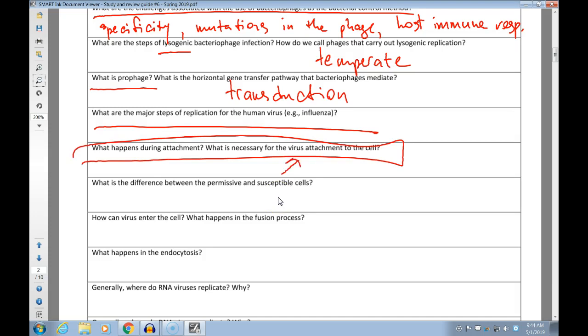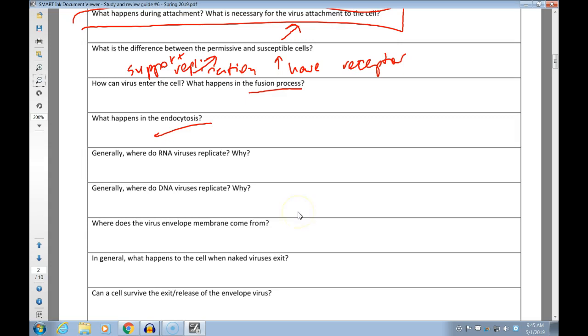Now, difference between permissive and susceptible. Susceptible cells have the receptor. Permissive cells support replication. Virus enters the cell either via fusion or via endocytosis. Fusion is the fusion of the viral envelope with the cell membrane. Endocytosis is the virus taken in by the endocytic pathway. One step that is not specifically listed here, remember, uncoating.